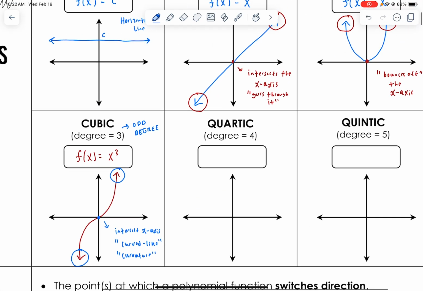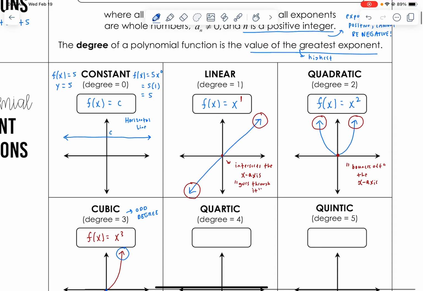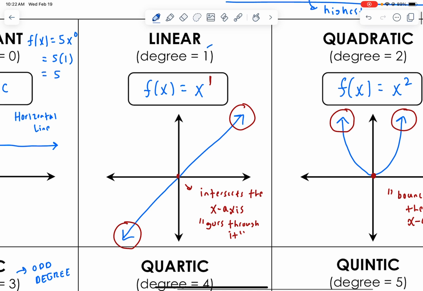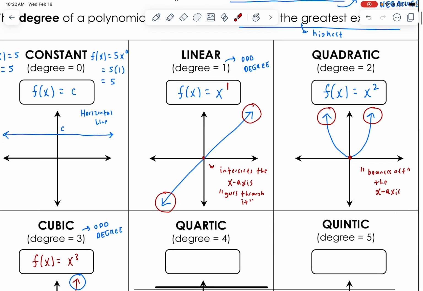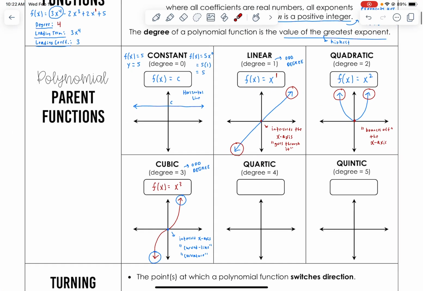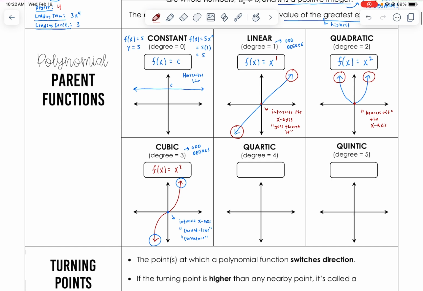And I want you to compare that to the linear function, which is also an odd degree. And I really want you to think about the similarities between them. So both do intersect the x-axis. And if you think about the end behaviors, I want you to think about how similar they are to each other. Okay. All right, let's go over to the quartic.